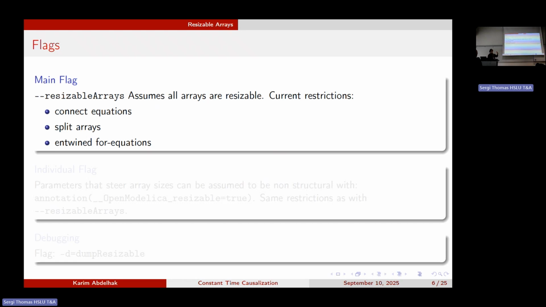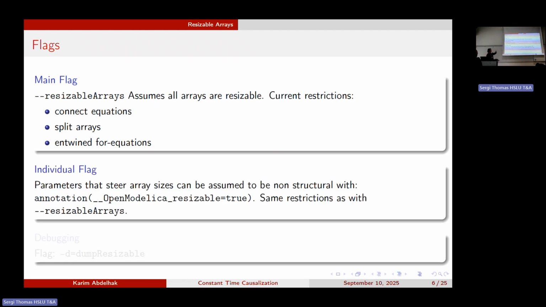The most restrictive thing, I would say, is the connect equation restriction, because you would need to solve a certain connect algorithm from a connection graph. And to have that resizable requires more research. But the other things, we have solutions for. I won't go too deep into detail, just stated for the current restrictions.